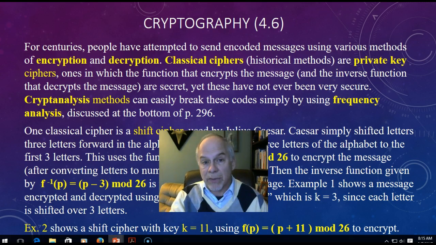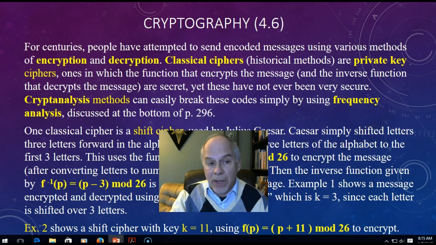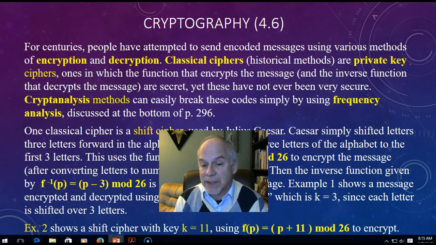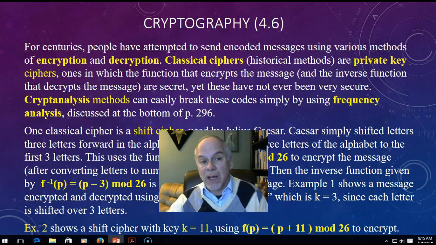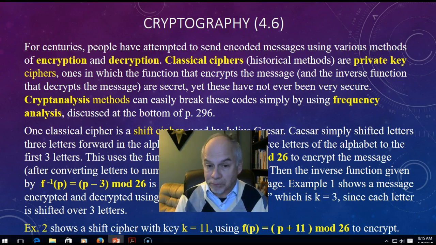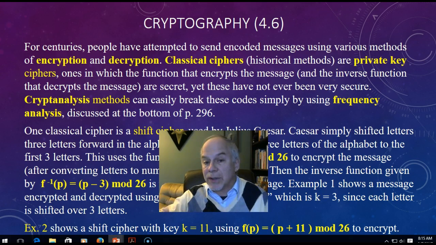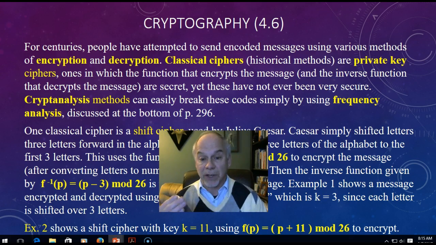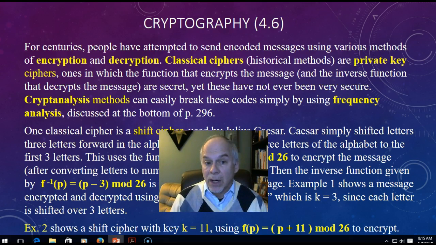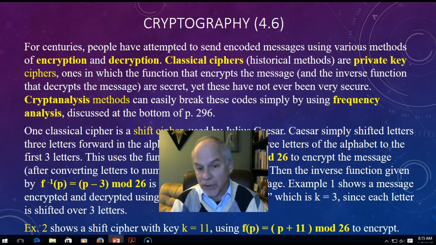So let's just talk about cryptography first. In general, for centuries, people have attempted to send encoded messages using various methods of encryption and decryption. What are called classical ciphers are historical methods that have been used in the past. They are generally private key ciphers, ones in which the function that encrypts the message and the inverse function that decrypts the message are kept secret, or they try to keep them secret, but they have not been very secure in the past.